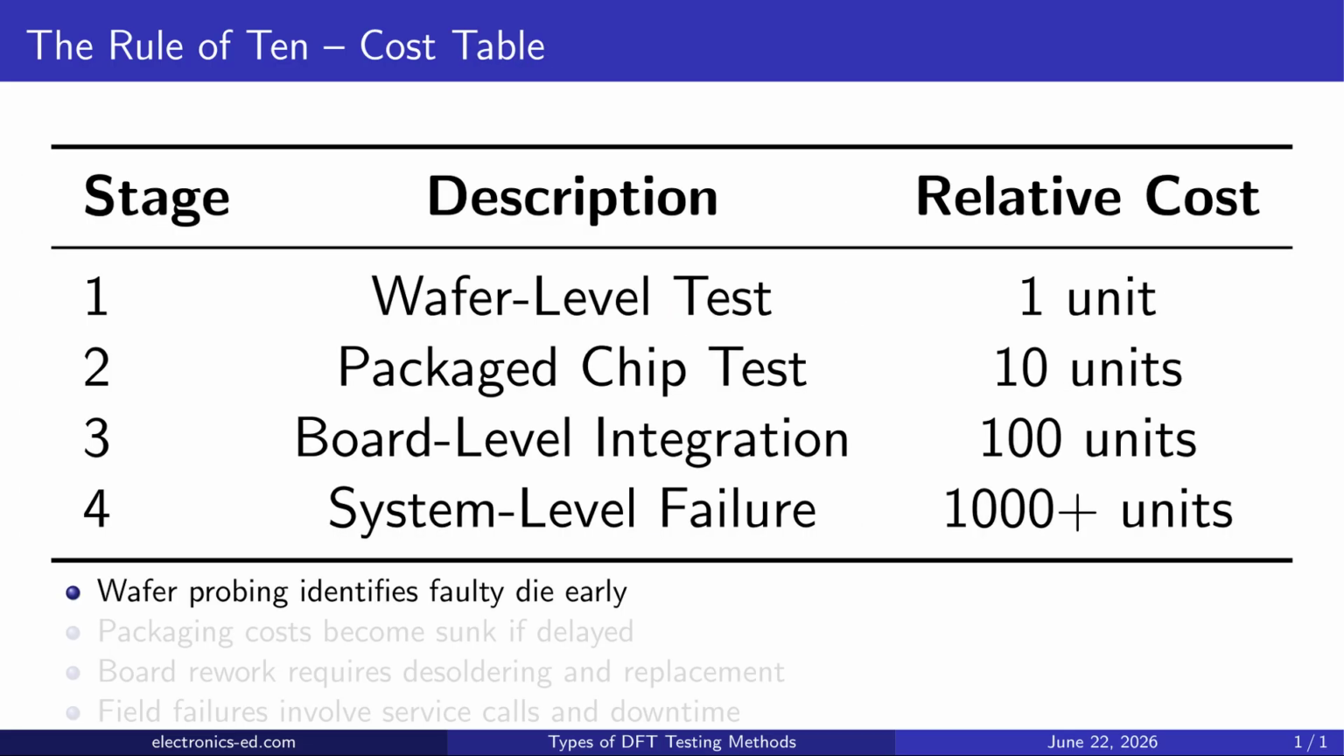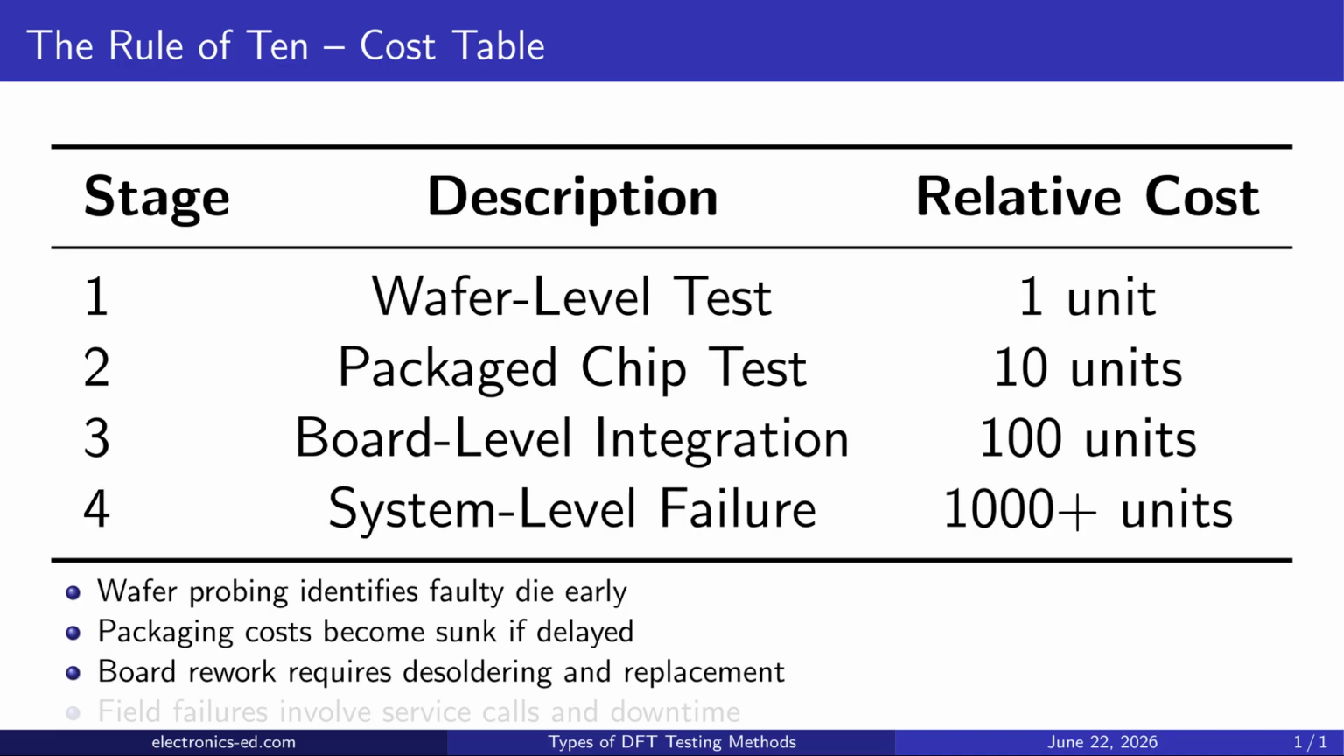This table shows the stages of testing from wafer level to system level, with relative costs increasing by factors of 10 at each stage. If we delay testing, packaging costs become sunk costs. Board rework requires desoldering and replacing components, which is expensive. Field failures involve costly service calls and system downtime. This principle validates the need for comprehensive testing upfront.